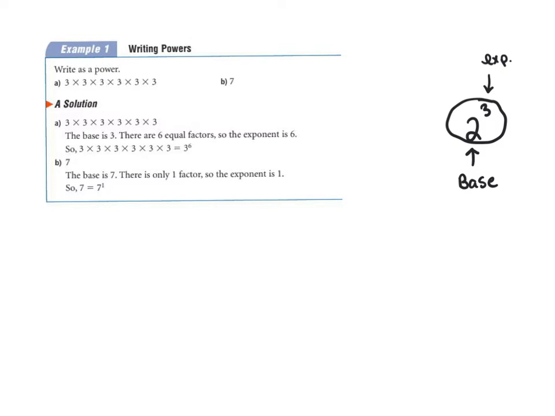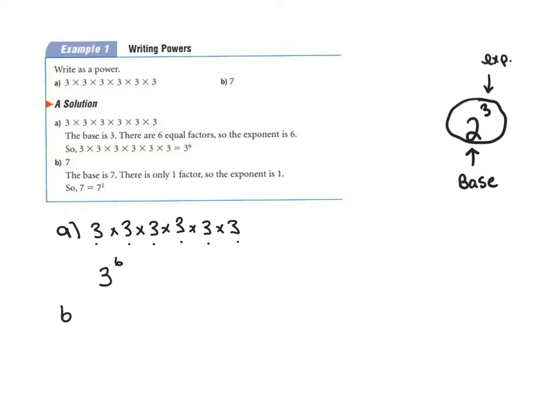So to write a power, we can go from a repeated multiplication to write it. So for example, A. What we're going to do is look at the question. 3 times 3 times 3 times 3 times 3 times 3. What we're going to do is count how many times we multiply the number together. 1, 2, 3, 4, 5, 6. So the base becomes the number that is being multiplied, and the exponent is how many times we're multiplying it together. So that's all we do. When it's in repeated multiplication form, this is how we write it as an exponent.